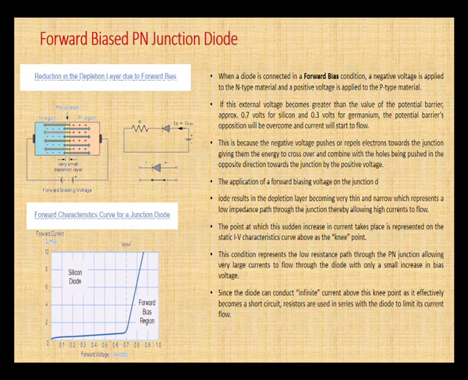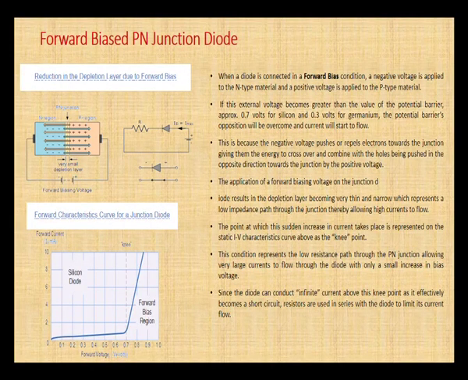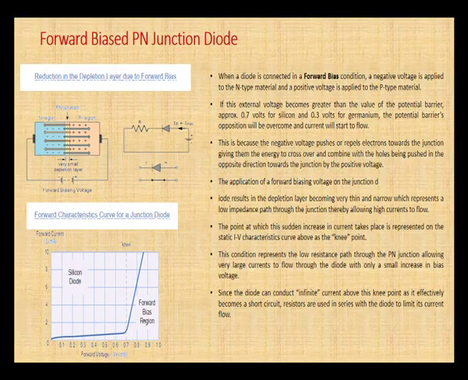If this external voltage becomes greater than the value of the potential barrier, there will be a potential barrier in between the PN junction at a certain voltage, approximately 0.7 volts for silicon and 0.3 volts for germanium. The potential barrier's opposition will be overcome and current will start to flow when we cross this 0.7 volts for silicon or 0.3 volts for germanium. So, if we apply a voltage which exceeds 0.7 volts for silicon and 0.3 volts for germanium, we can expect conduction.